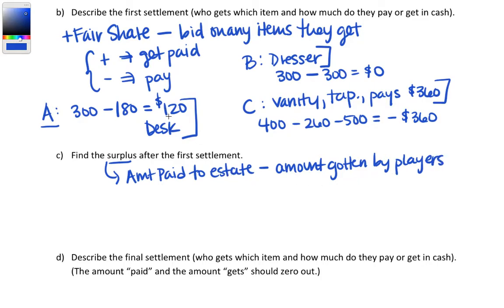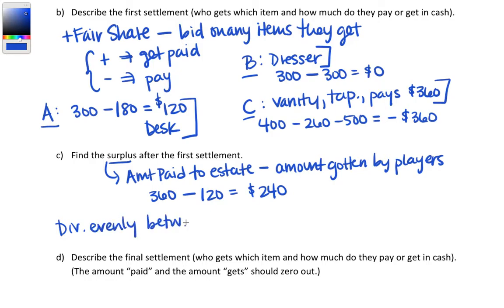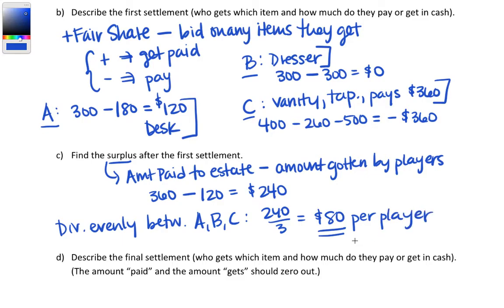Okay, so up here, Chloe was the only one who paid. She paid $360 into that estate minus the amount gotten by players. Well, Belle didn't get anything, and Anna got $120. So that is a surplus of $240, and we're going to divide it evenly between the 3 players. So $240 divided by 3 is $80. So it's $80 per player is the surplus.